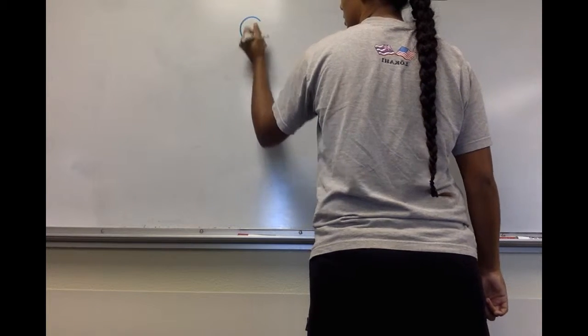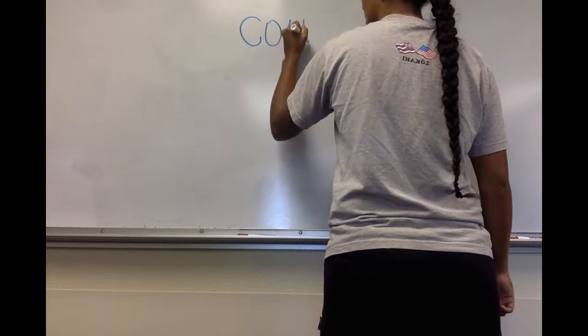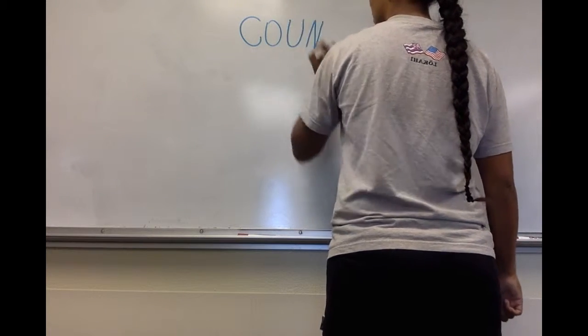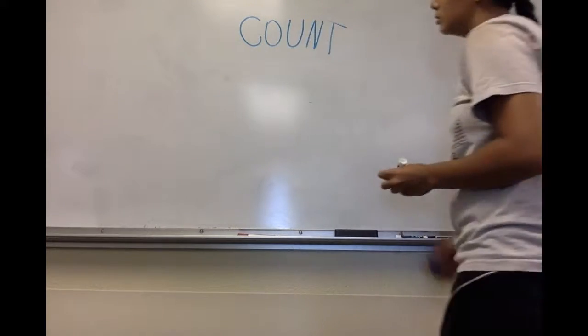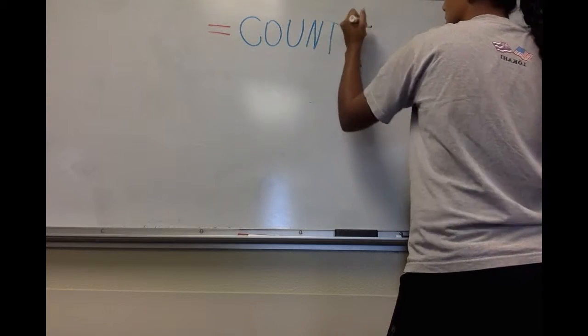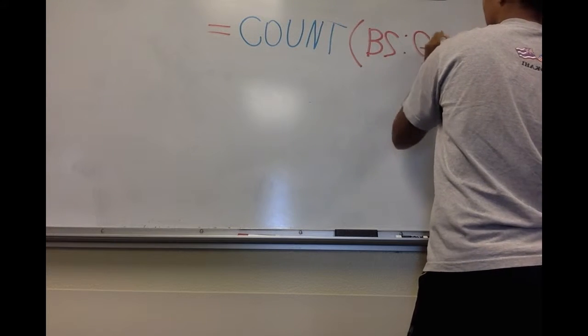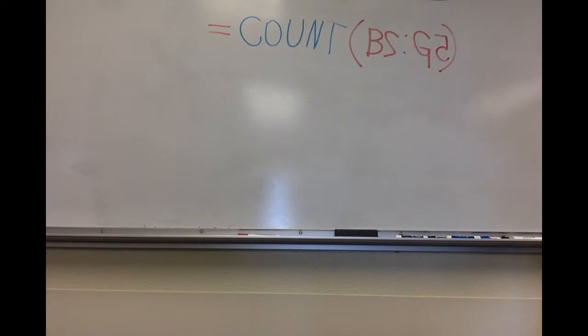The next function that we will be using is called the count function. The count function helps you get the correct amount of numbers in the highlighted area. The function that we will be using for count is equals count, open parentheses, B2 to G5, close parentheses.